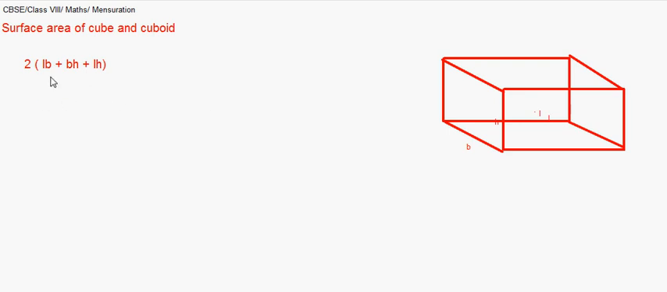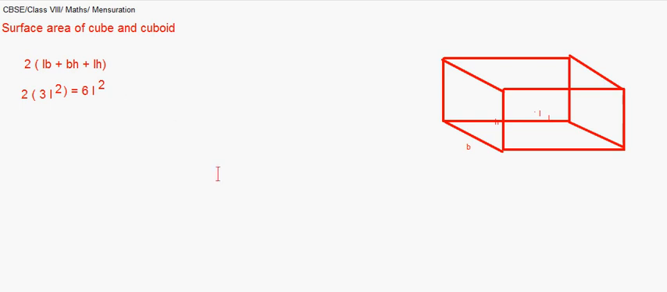Now for a cube, all the faces are equal. Length, breadth and height, they are equal. So if I am writing LB, it makes it L square. BH will be another L square and LH will be also another L square. So twice of 3 L square we are getting for a cube. So the formula will be 6 L square, right? Now we see the application of these formula.